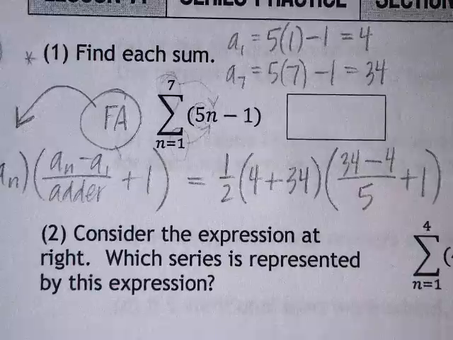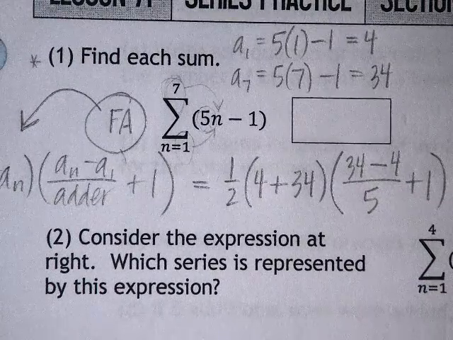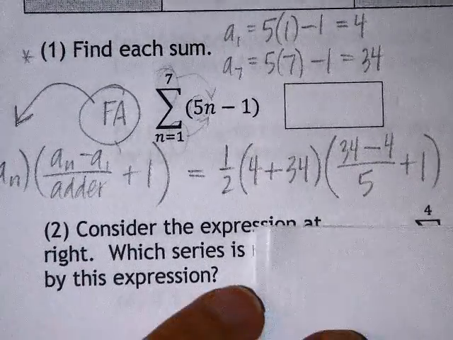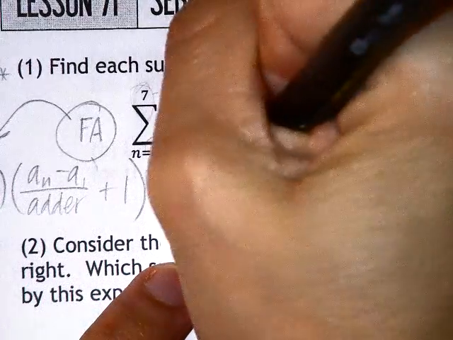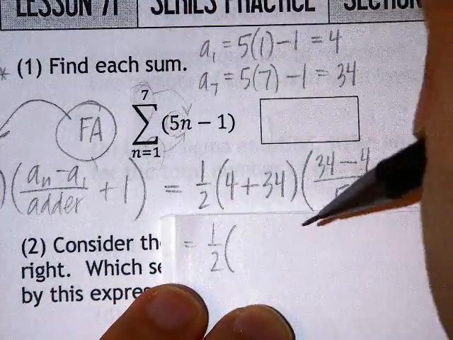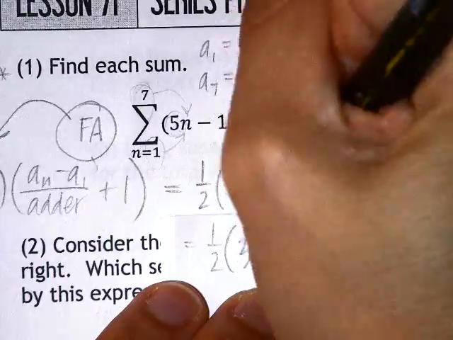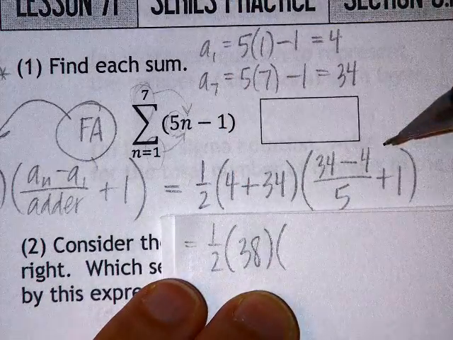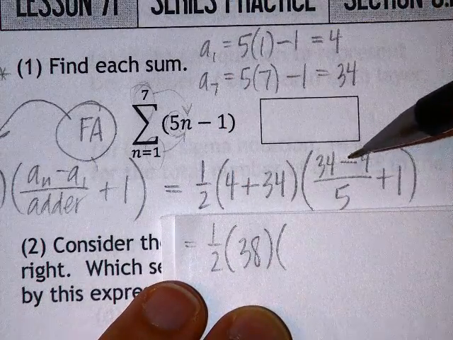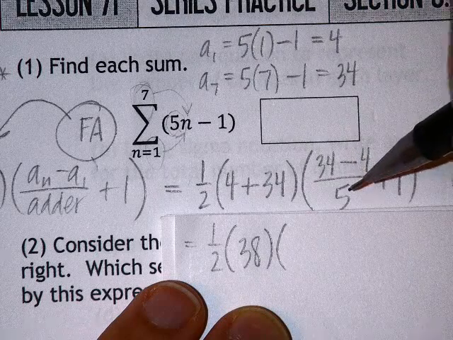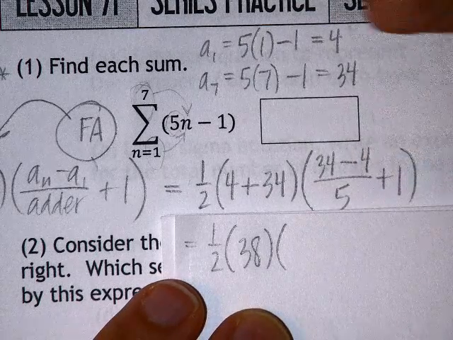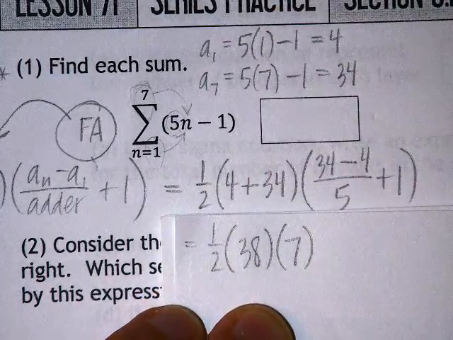So it's a little bit ugly, but definitely some scratch work that I can do. This looks pretty doable if I simply try to write it out. I have 1/2 times 4 plus 34 is 38. Then I do a little bit of mental math. It looks like I have 34 minus 4, which is 30. 30 divided by 5 is 6. 6 plus 1 is 7.